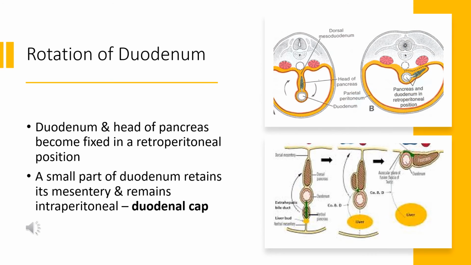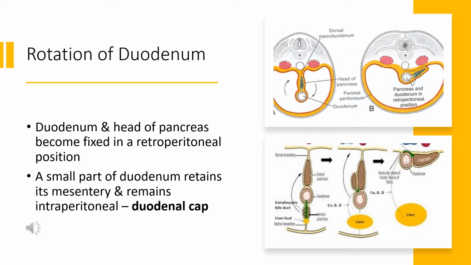Now let us see about the rotation of the duodenum. As the stomach rotates, the duodenum takes the form of a C-shaped loop and rotates to the right side. So the duodenum rotates to the right side. This rotation of the duodenum, together with the rapid growth of the head of the pancreas, which occupies the C-shaped concavity, sinks the duodenum from its initial midline position to the right side of the abdominal cavity.